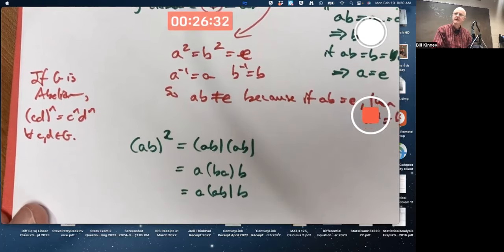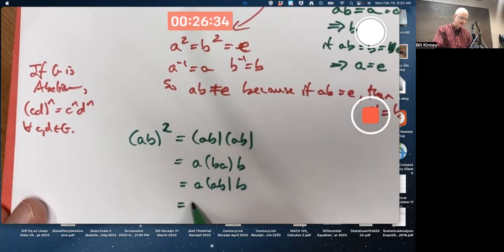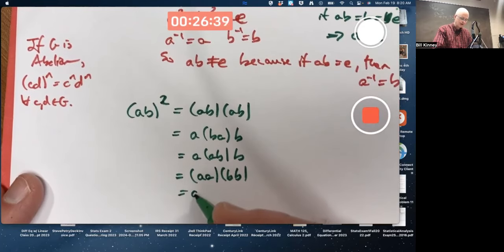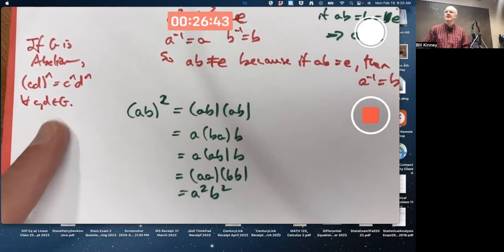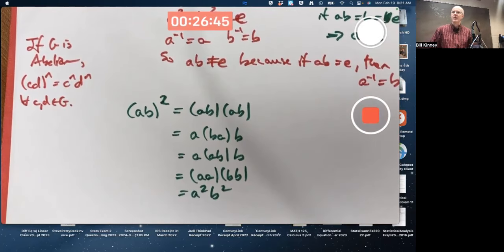Right there, I use the commutativity. That's the same as AA times BB. In other words, A squared times B squared. Okay, you wouldn't have to do that if you knew you could use this fact. And it's true when C and D commute as well.